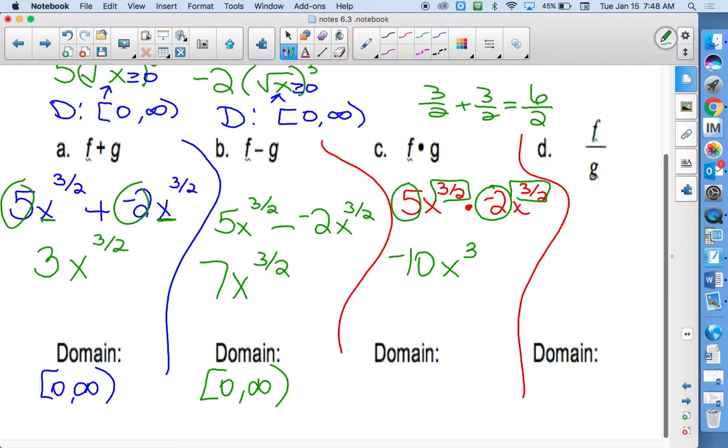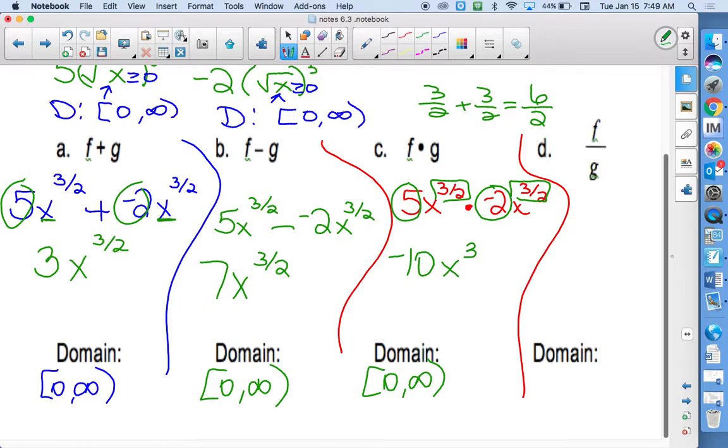So this domain is the same as the initial 2. Even though this exponent changes, it still goes off of the initial 2 domains. So this domain would be from 0 to infinity. So it doesn't go off of the answer, it's from the initial 2 functions. The domain is always based off of the given information, not your result.